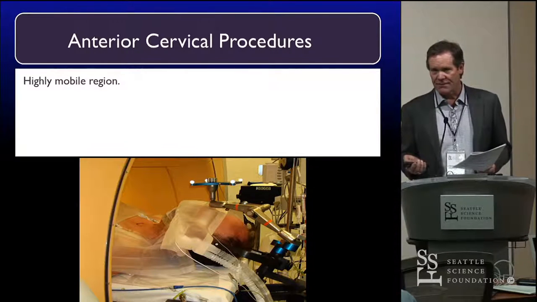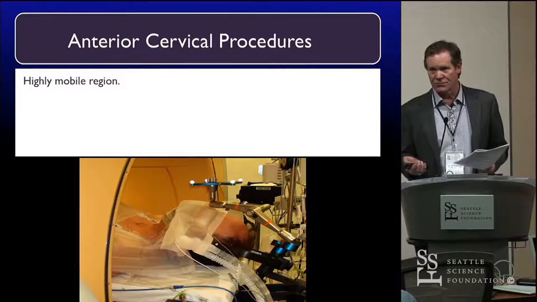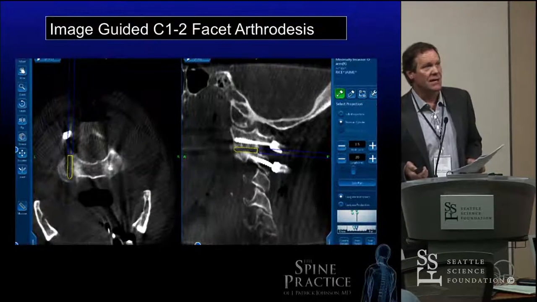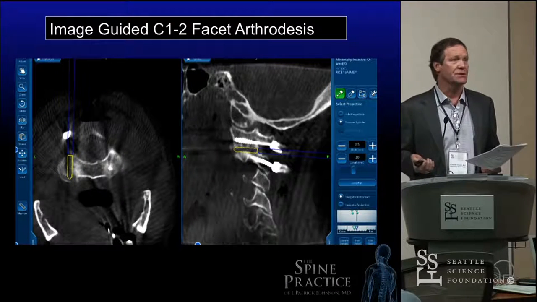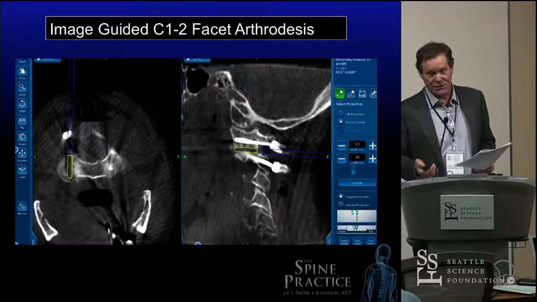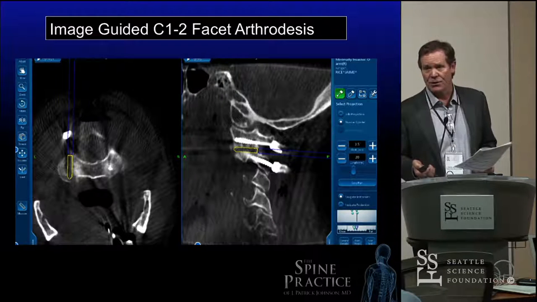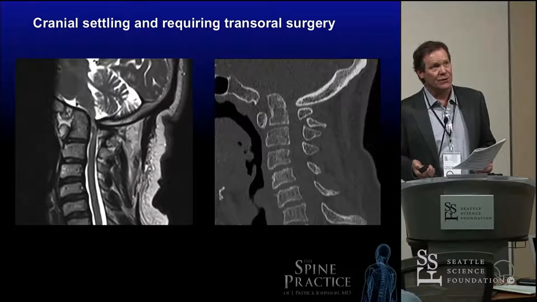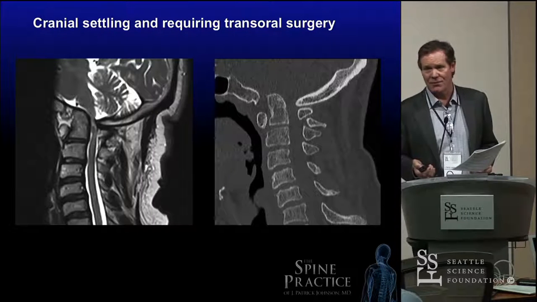As long as you have it, if you're doing craniovertebral junction, I'll show you a couple of cases that apply to this. These are posterior cervical. This is a C1-2 case. You can even navigate to where you're going to do the fusion in the facet joint. But here's an anterior cervical case. It happens to be through the mouth, though.